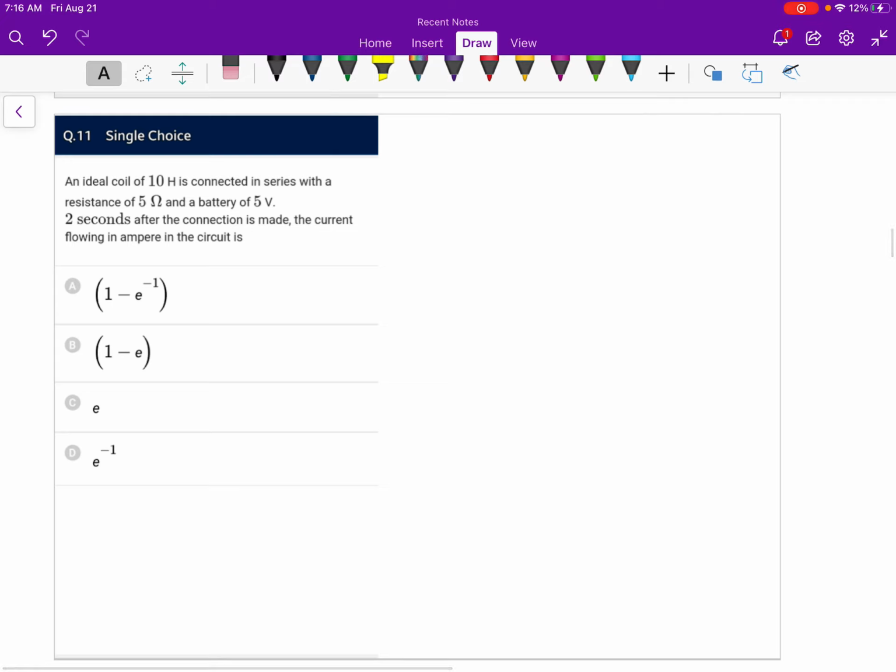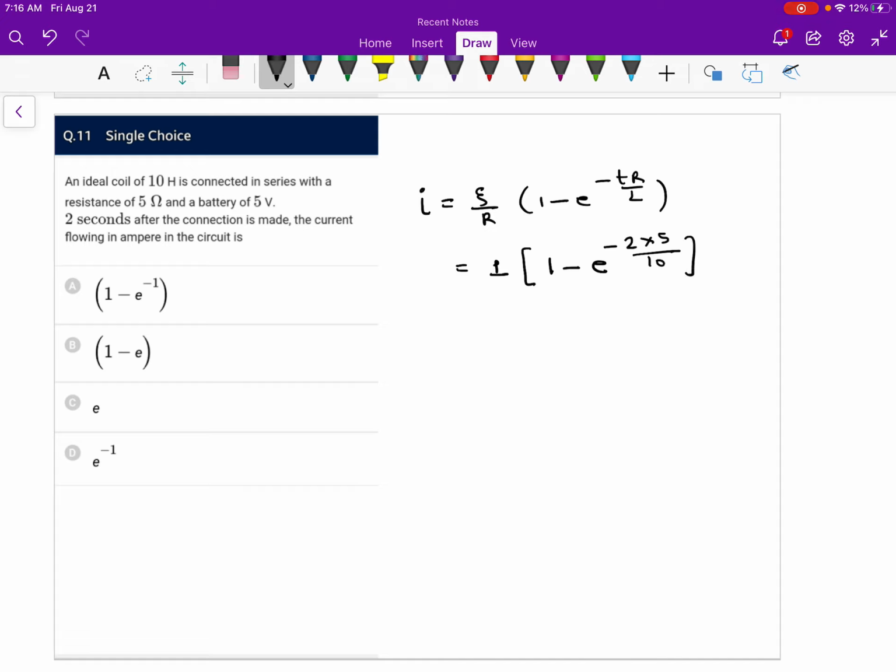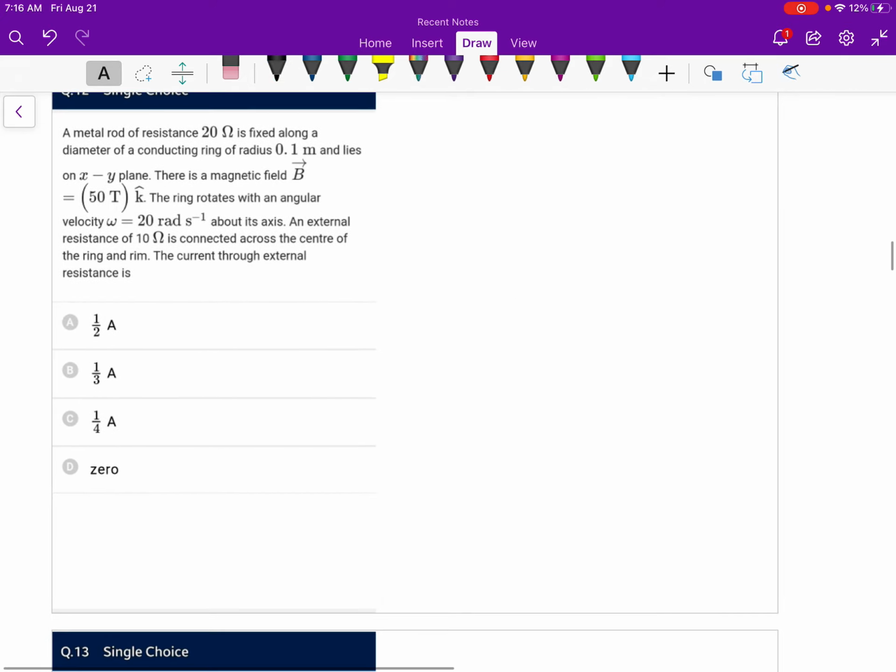So the current flowing in ampere in the circuit is, I is E by R into 1 minus e to power minus tR by L. So E by R is 1, and 1 minus e to power minus t, where t is 2 seconds, R is 5 and L is 10. So this is 1 minus 1 by e ampere. So A is the correct option.